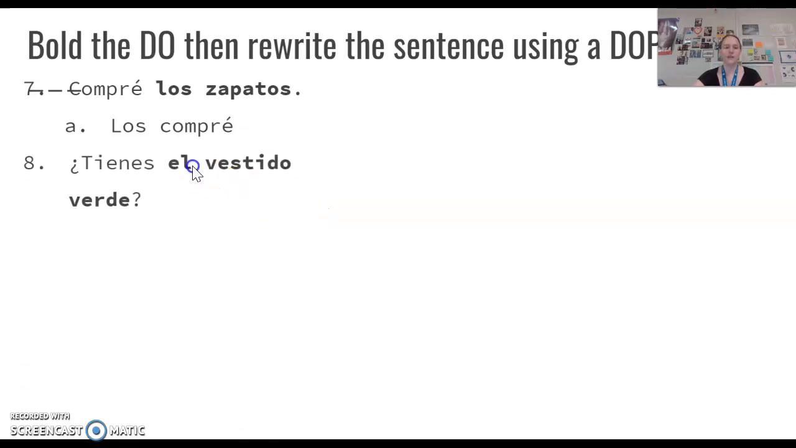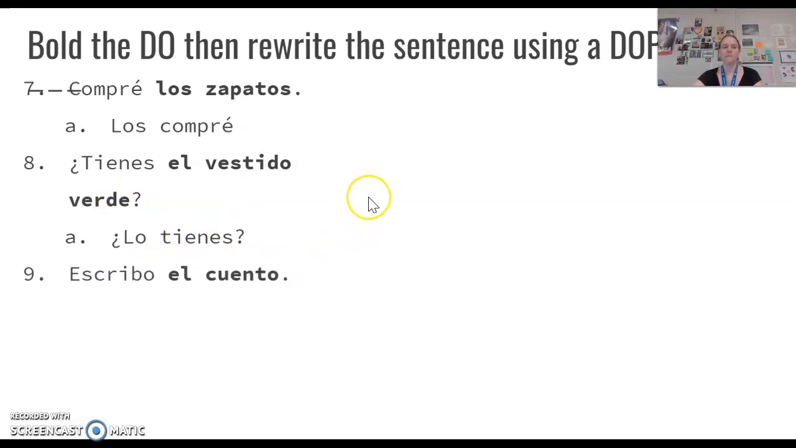Number 8. ¿Tienes el vestido verde? So, even though verde is describing el vestido, like, do you have the green dress? I'm not going to ask, "Do you have the green it?" So this whole phrase is your direct object. So, lo tienes. Do you have it? Because we're not going to include this verde in our sentence when we're rewriting with a DOP.